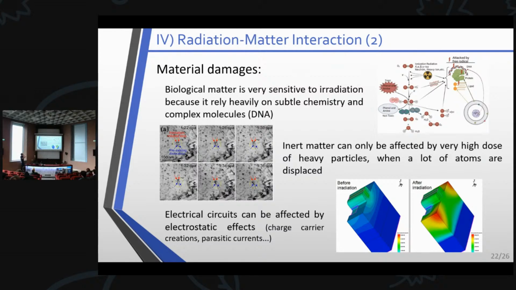Okay, it's not very clear on these pictures, but as the dose increases, you have some structures appearing, some loops, some effects which can be seen in microscopes. Electrical circuits can also be affected by electrostatic effects. And you can have creation of charge carriers, you can have parasitic current, it will induce differences in potentials. Okay, I'm not an expert at all in this field. That's also the aim of the project we have.